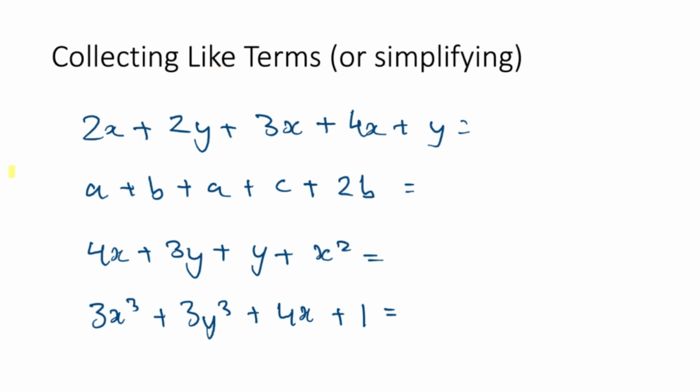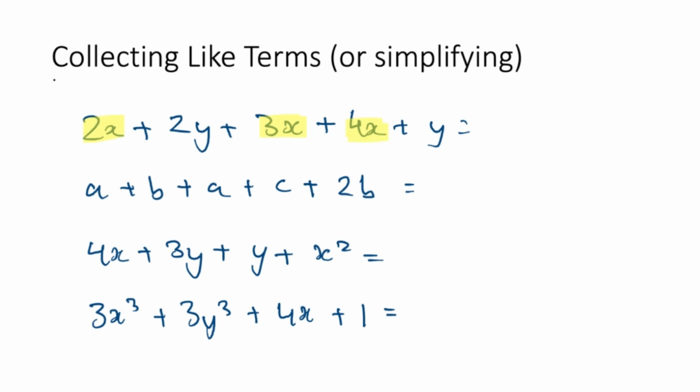In this first line, you have 2x plus 2y plus 3x plus 4x plus y. So to simplify it, you have to add the like terms together. Let's highlight the first term. So this is the x term. Do you see any other terms like this one, like the x term? Yeah, there's a 3x term, there's an x term here, and another x term here.